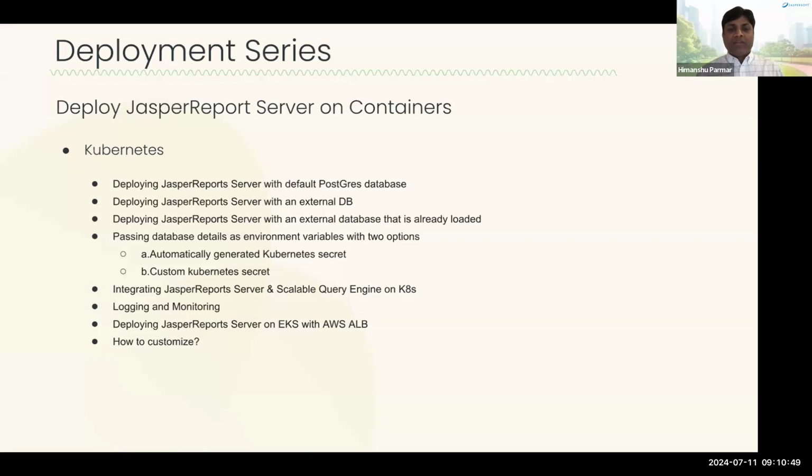And then we will showcase how to deploy JRS on AWS environments using EKS or ECS and all sorts of things, using AWS ALB. How do we customize? There are many customers who use customization, and we would also demonstrate how to customize the Jasper Report Server application. So I think that pretty much covers the deployment series part.